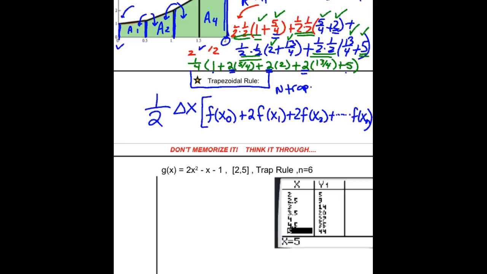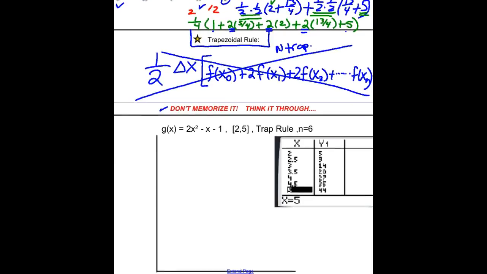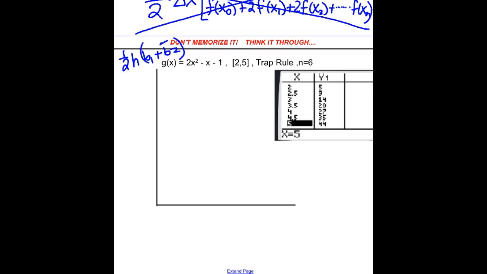I would say, though, do not memorize this because you'll never remember it. Just think it through. It's all about the area of a trapezoid, which again is half of the height times the sum of the bases. So we're going to do one algebraically. And then the rest we're going to do more like you'd see them on the AP exam with tables.